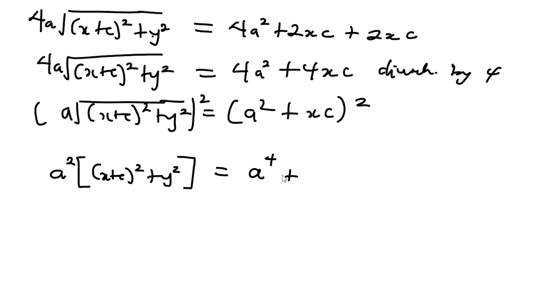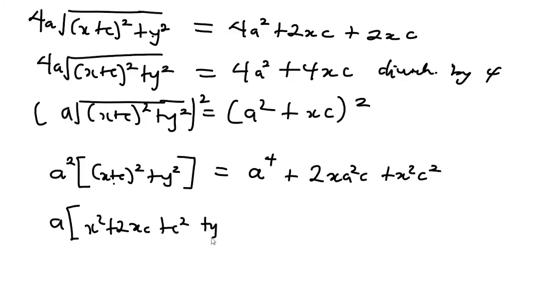So this is how we're going to get that one. 2xa squared c plus x squared plus c squared. Okay, so we can expand this here. So we have a squared times (x squared plus 2xc plus c squared) plus y squared being equal to a to the power 4 plus 2xa squared c plus x squared c squared.